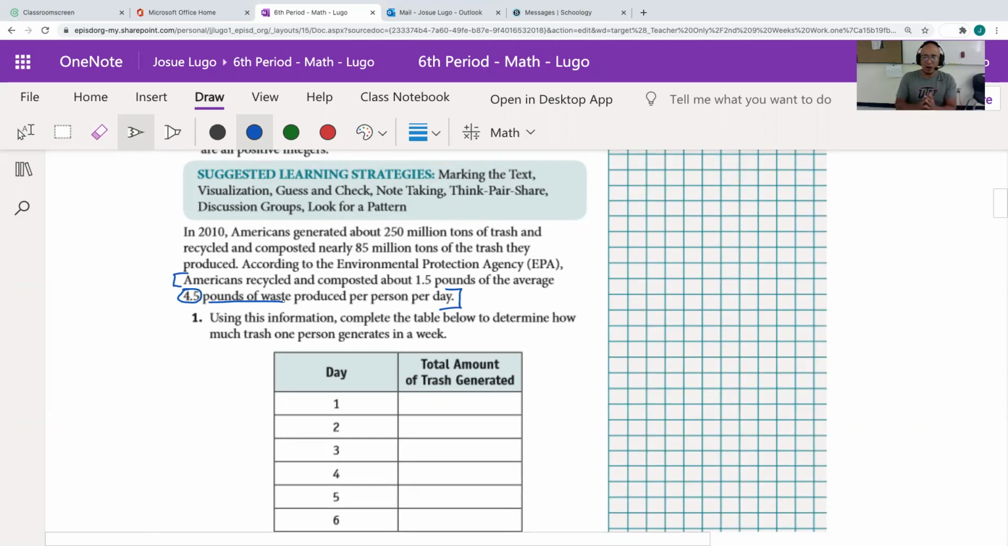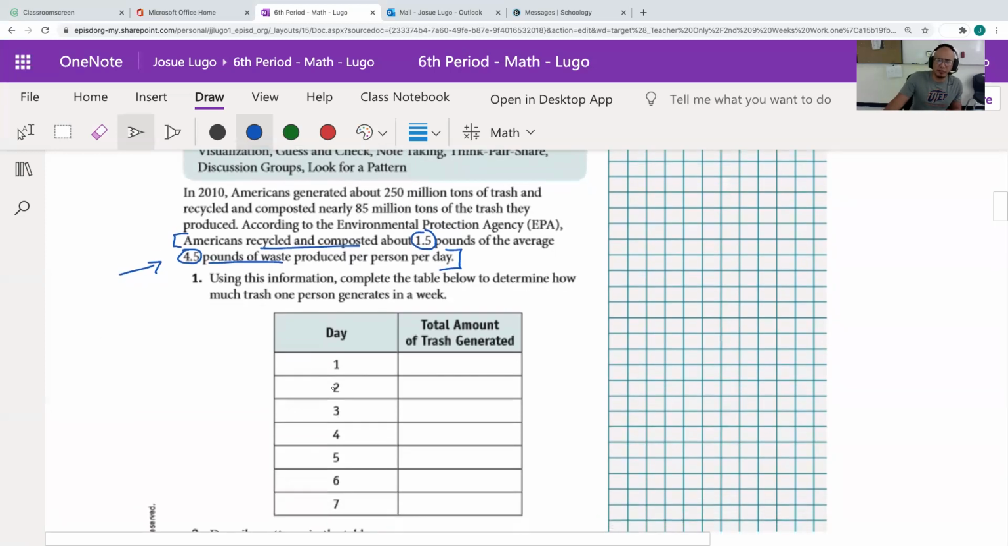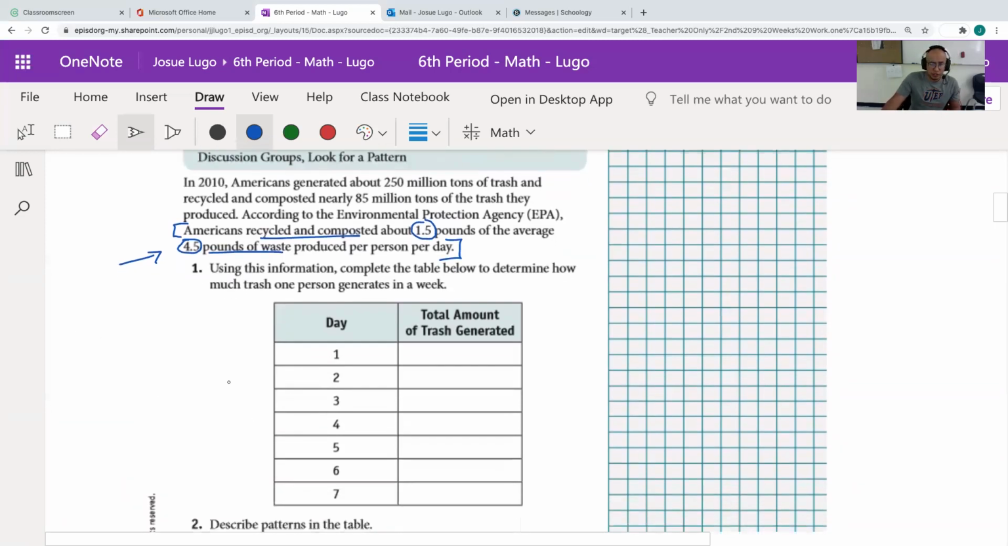All right. Now, some of that might be recycled or recyclable. That would be 1.5 pounds of the total, which is 4.5. That's what it means by Americans recycled and composted about 1.5 pounds. But just note that this is the total amount, that's recyclables and non-recyclables. And so we're going to use that information to fill out this table. So in your notebook, I do want you to copy this table.